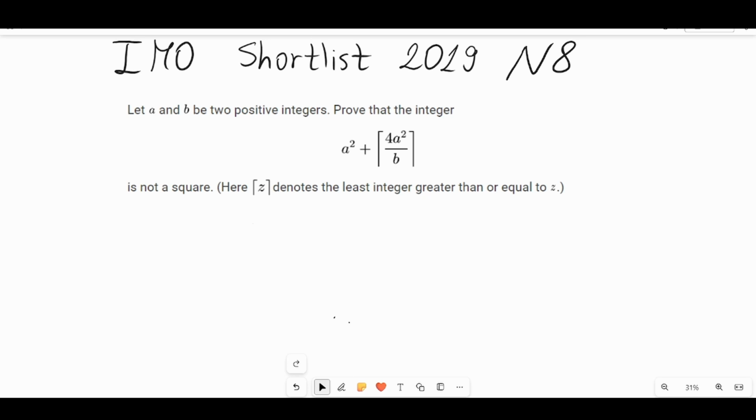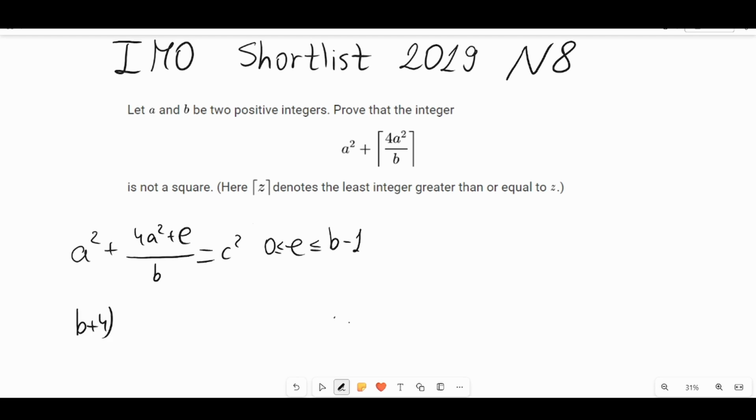Now let's assume that this is not correct, so a squared plus the ceiling of 4a squared over b equals some number c squared. Let e be the remainder term, which must be less than or equal to b minus 1 and greater than or equal to 0. So this is the negative value of the remainder of 4a squared divided by b. Now if we multiply everything by b, we get b plus 4a squared minus b times c squared plus e equals 0.